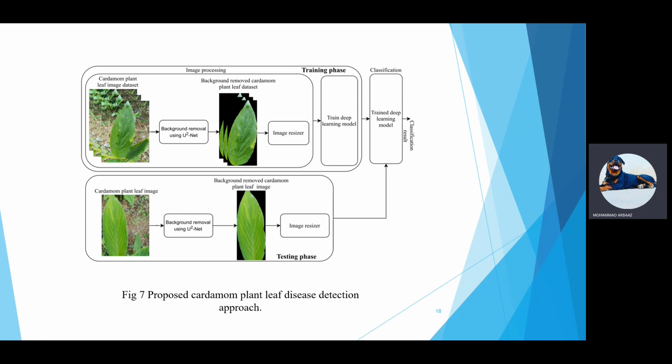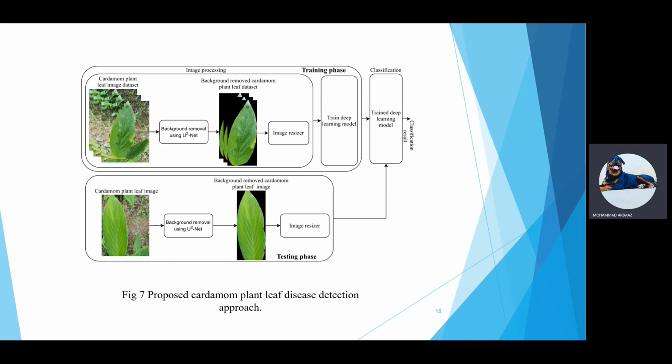This schematic representation represents the proposed cardamom plant leaf disease detection approach. First, we will be capturing the images which are present in the garden. We will be taking all the images of the cardamom plants. Then we will be removing the background by using EfficientNetV2, U2NetV2. After removing the background, we will be giving it to the image resizer. Then the trained deep learning model is applied.